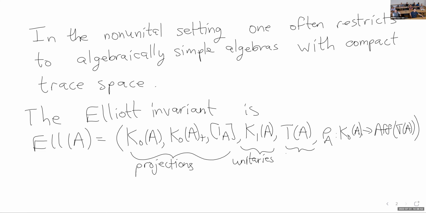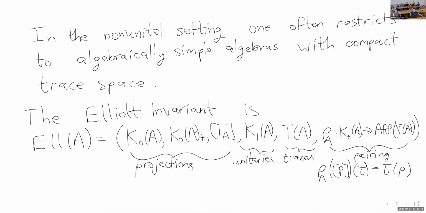These are the traces. And this is the pairing up, as I said. And by pairing up, I just mean the evaluation. So rho A of the class of a projection applied to a trace, it's just the evaluation of the trace on that projection. It's affine in place involved.